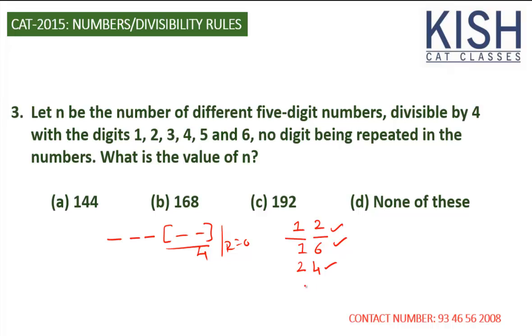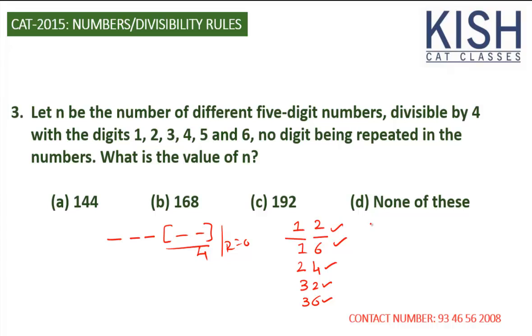Now, tens place is 3. We can say 31 is not possible. 32 is possible. 34 is not possible. 35 is not possible. 36 is possible. Then if the tens place is going to be 4: 41 is not possible. 42 is not possible. 43 is not possible. 44 we cannot take because digits are not supposed to be repeated. 45 is not possible. 46 is not possible. So the tens place cannot take 4.